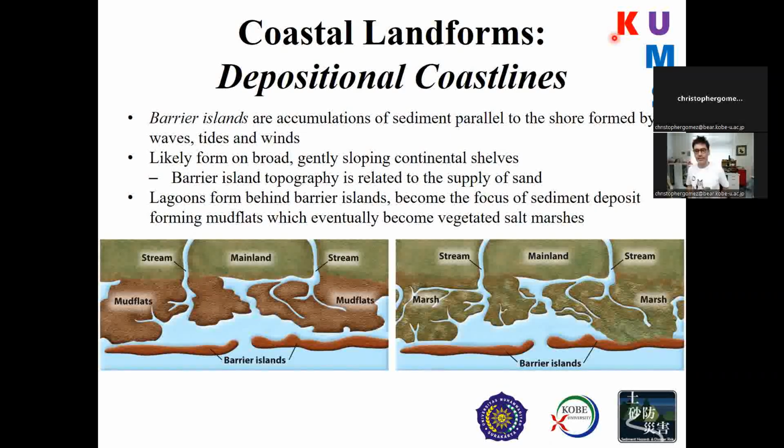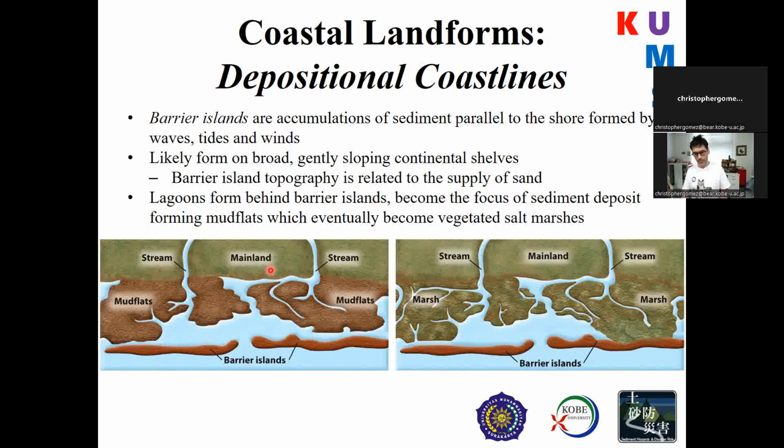So barrier islands are accumulations of sediment parallel to the shore formed by the waves, tides, and winds. And they're likely to form on broad and gently sloping continental shelves. And they are usually related to the supply of sand. And behind those barriers, you have the formation of lagoons, as we saw earlier.